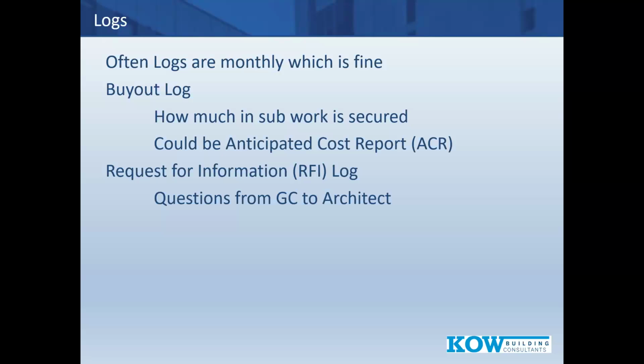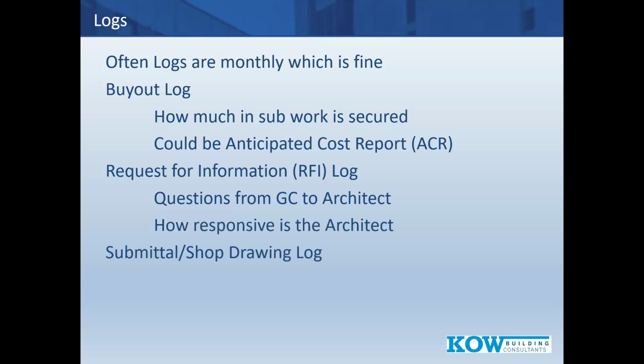I've had projects where the contractor's saying to the architect, hey, you got to get back to me on this stuff. You're starting to delay me. That's not fair. They're due those replies in a certain time frame as per the contract. So the RFI log tells us what clarifications does the GC need from the architect? How responsive are they?